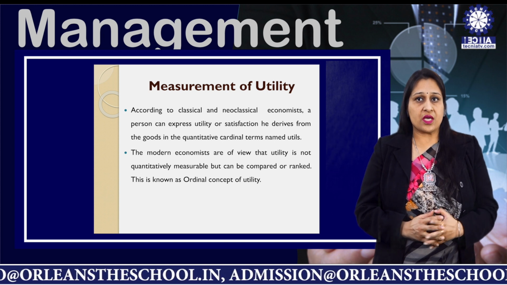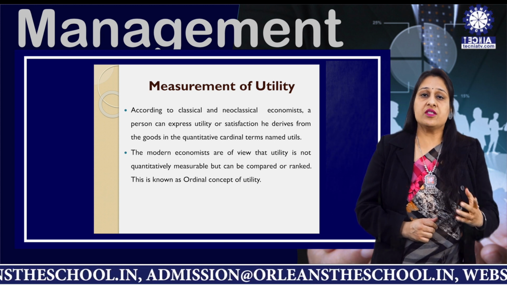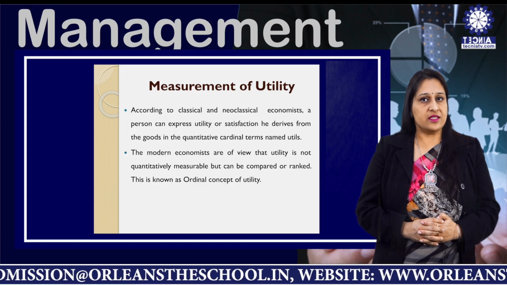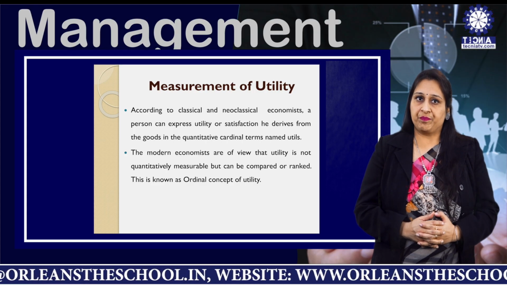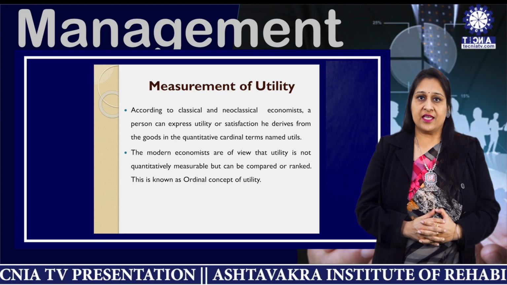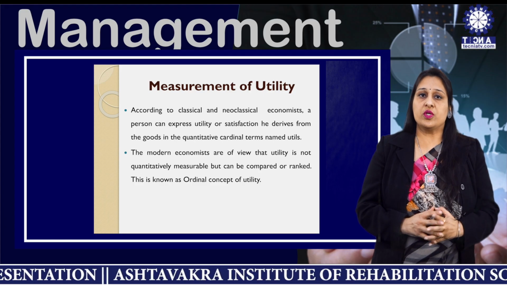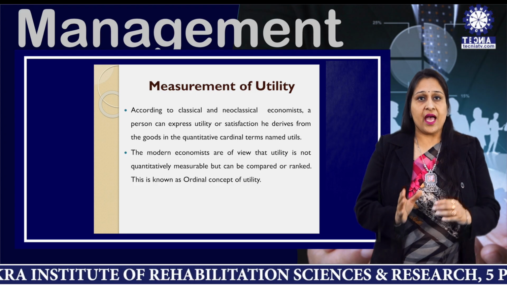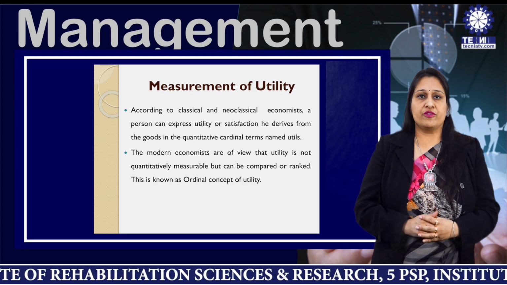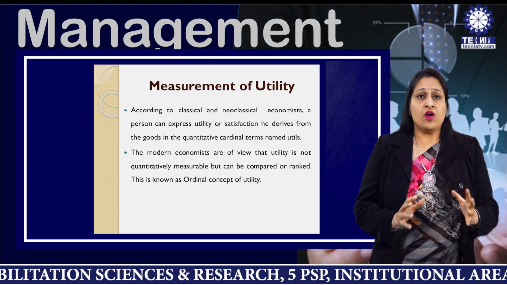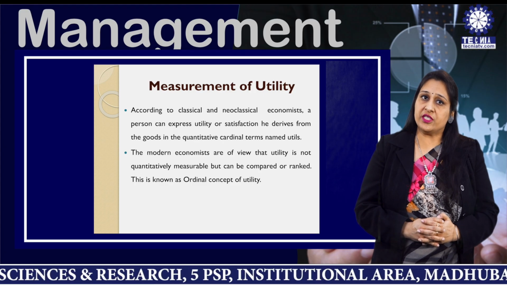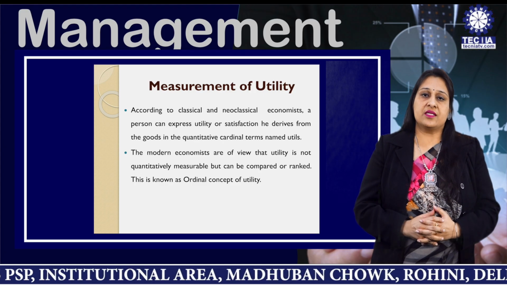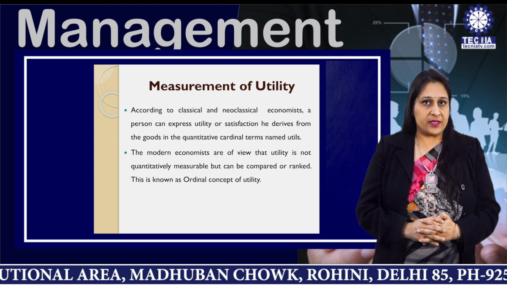According to economists, a person can express utility or satisfaction he derives from the goods in quantitative cardinal terms, named utils. Thus, a person can say that he derives utility equal to 10 utils from the consumption of a unit of good A and 20 utils from the consumption of unit of good B. According to Marshall, marginal utility is actually measurable in terms of money, and money is the measuring rod of utility.